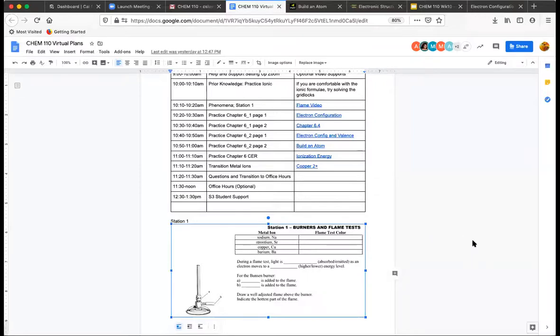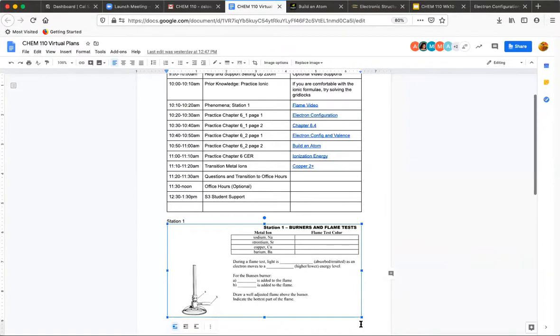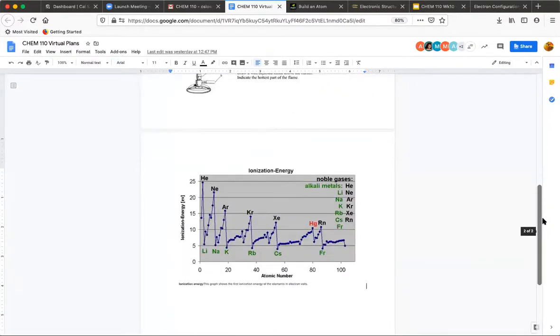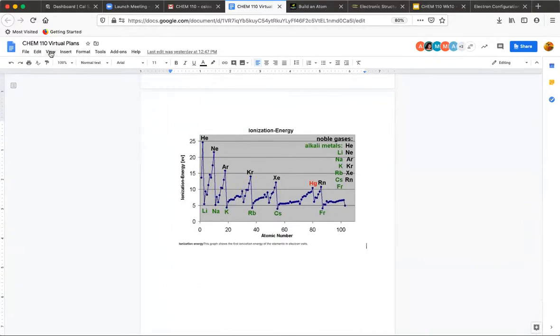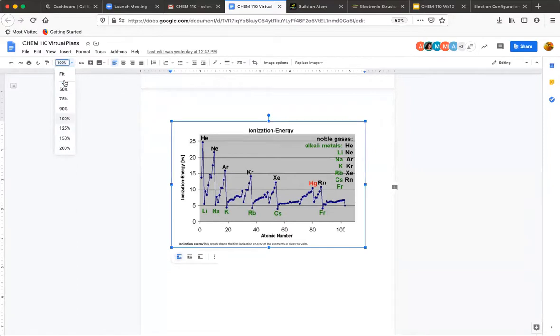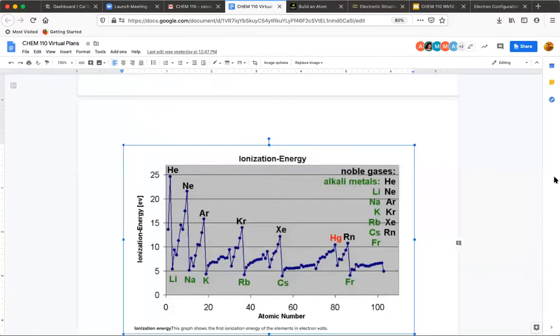Okay, what else can I do? Can you explain the ionization energy, the chart that had beryllium and boron? So let me share. There's actually a better one at the bottom of the learning plan. If we scroll down, go just a little bit. Okay. Can you see that better now?